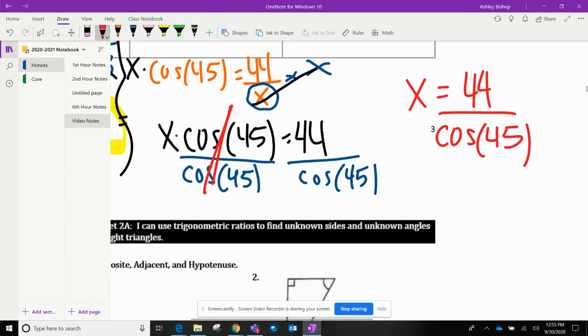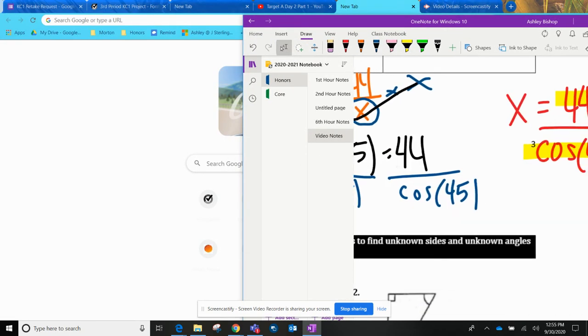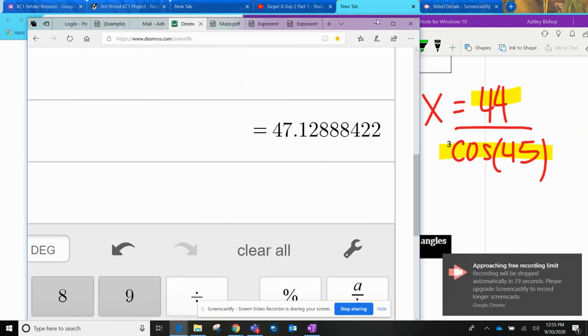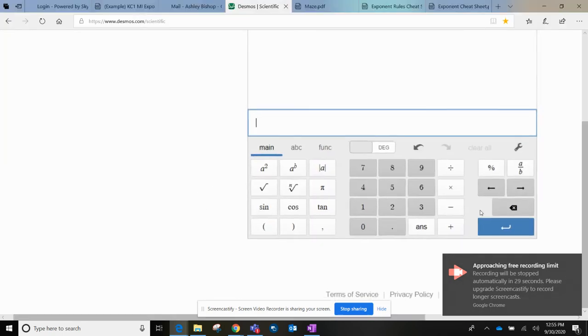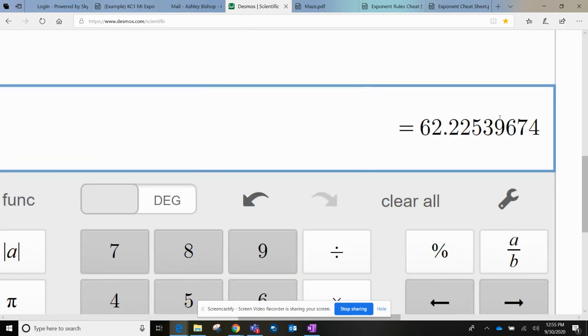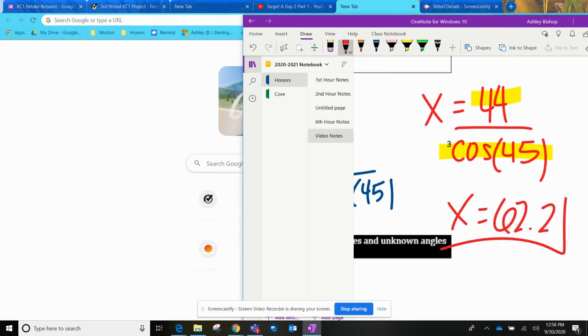And I can go and put this in my calculator. My calculator can handle this. So x is equal to 44 divided by the cosine of 45. I have x by itself, which is what I want. And then once I put this in my calculator, 44 divided by the cosine of 45, your answer you will get is 62.2 when you round to one decimal point. So x equals 62.2.